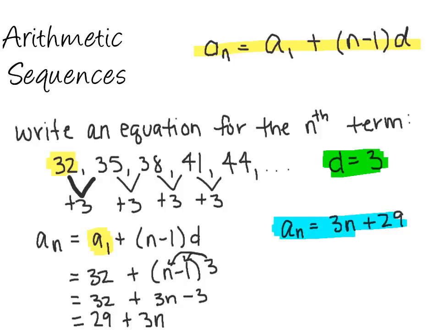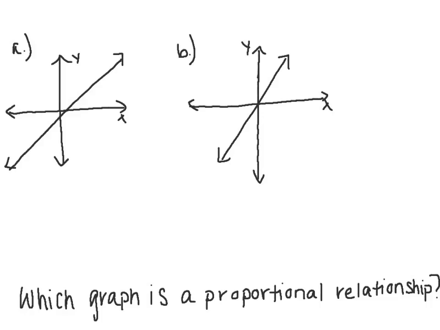Alright, last thing we're going to look at is proportional relationships. So remember, a proportional relationship, the graph of that relationship is a graph that passes through the origin. So my origin is at the point 0, 0. And if it's a non-proportional relationship, that means it's not going to pass through the origin.